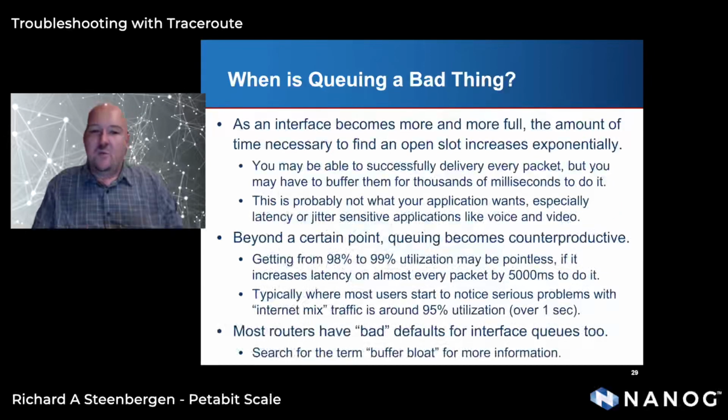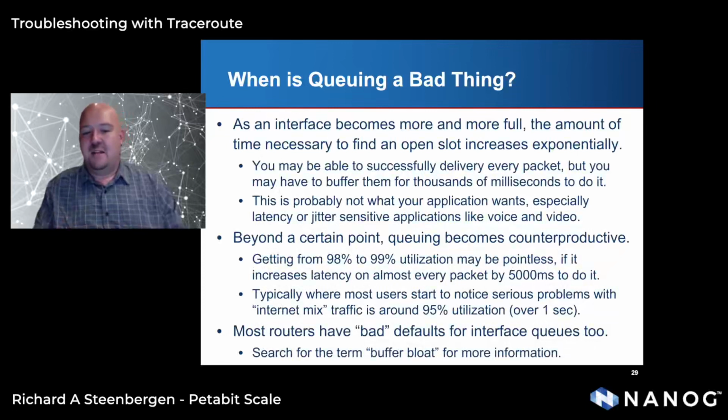So when queuing is a bad thing is when the interface becomes more and more full, the amount of time that you need to hold on to it increases exponentially. So like I said, you might be able to successfully deliver that packet, but you had to buffer it for 5,000 milliseconds to do it. That's probably a bad thing. It's probably not what your application wants. So beyond a certain point, it becomes very counterproductive.